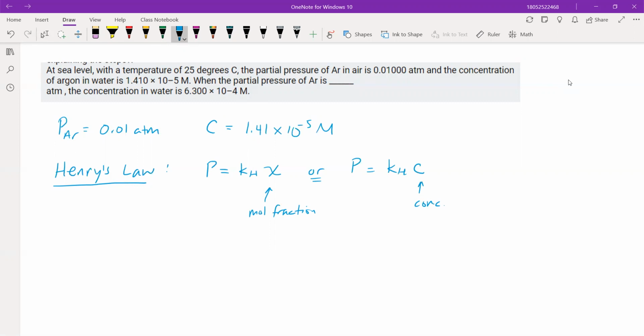The key is that the pressure of the gas and the concentration are proportional. This Kh, remember, is just a constant, the Henry's law constant, which will differ based on the units that you're using. So pressure proportional to concentration, that's the key. I'll show you how you can use that to your advantage, maybe with a quick way to do this problem. One way to do it would be to plug in and find Kh. So you could plug in the pressure of the argon, and then Kh, and then the concentration.